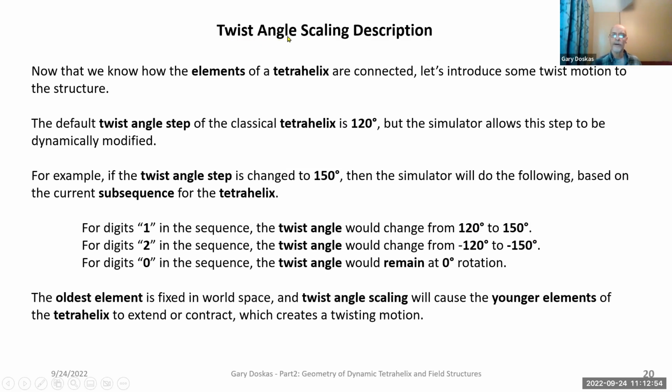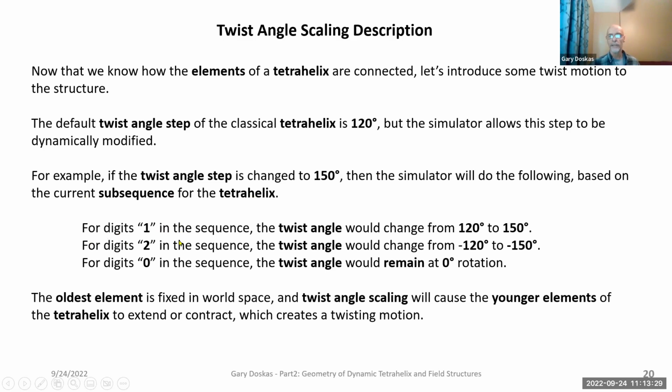So let me describe a little bit what twist angle scaling is doing. And now that we know how the elements of a tetrahelix are connected, let's introduce some twist motion to the structure. So the default twist angle step in a classical tetrahelix is 120 degrees, but a simulator allows this step to be dynamically modified. So for example, if the twist angle step is changed to 150 degrees, then the simulator will do the following based on the current subsequence for the tetrahelix.